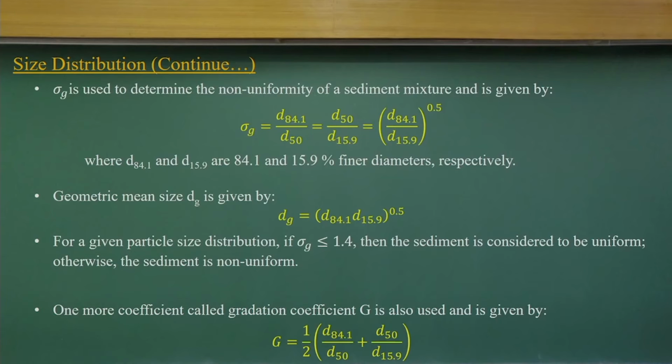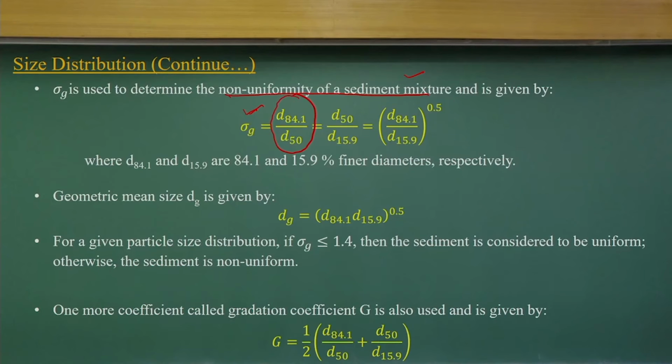How do you compute it? It is a function of the non-uniformity of the sediment mixture. That is what we are targeting. Sigma g will be a function of the ratio between D85 and D50.